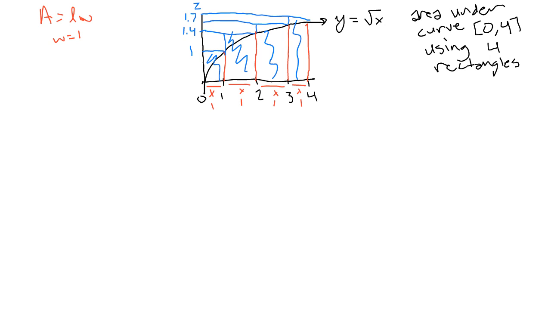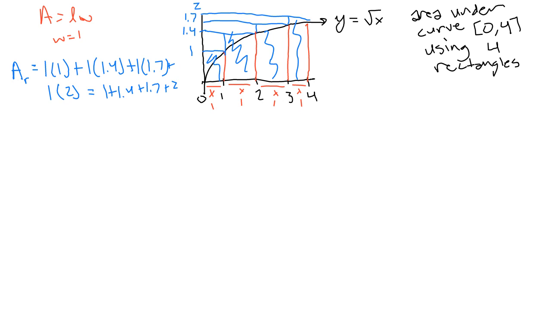So we can add up each of these. We can say our area from our right is going to be 1 times 1, because that's our first, plus 1 times 1.4, plus 1 times 1.7, plus 1 times 2. If we add all that up, that's 1 plus 1.4 plus 1.7 plus 2. And that is going to give us a value of 6.1.